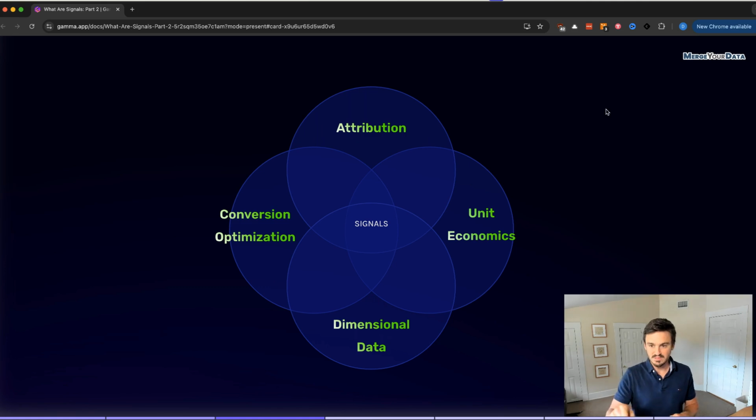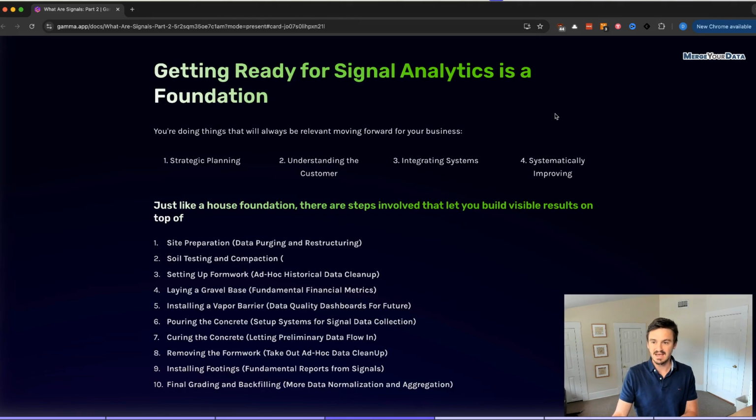This was the main graphic I wanted to talk about. And now there are two metaphors that are going to bring home the point of all of this. And so first is that getting ready for signal analytics is a foundation. And we're going to use the metaphor of it actually being the process of building a foundation, so then you can build a beautiful building on top with all the amenities.